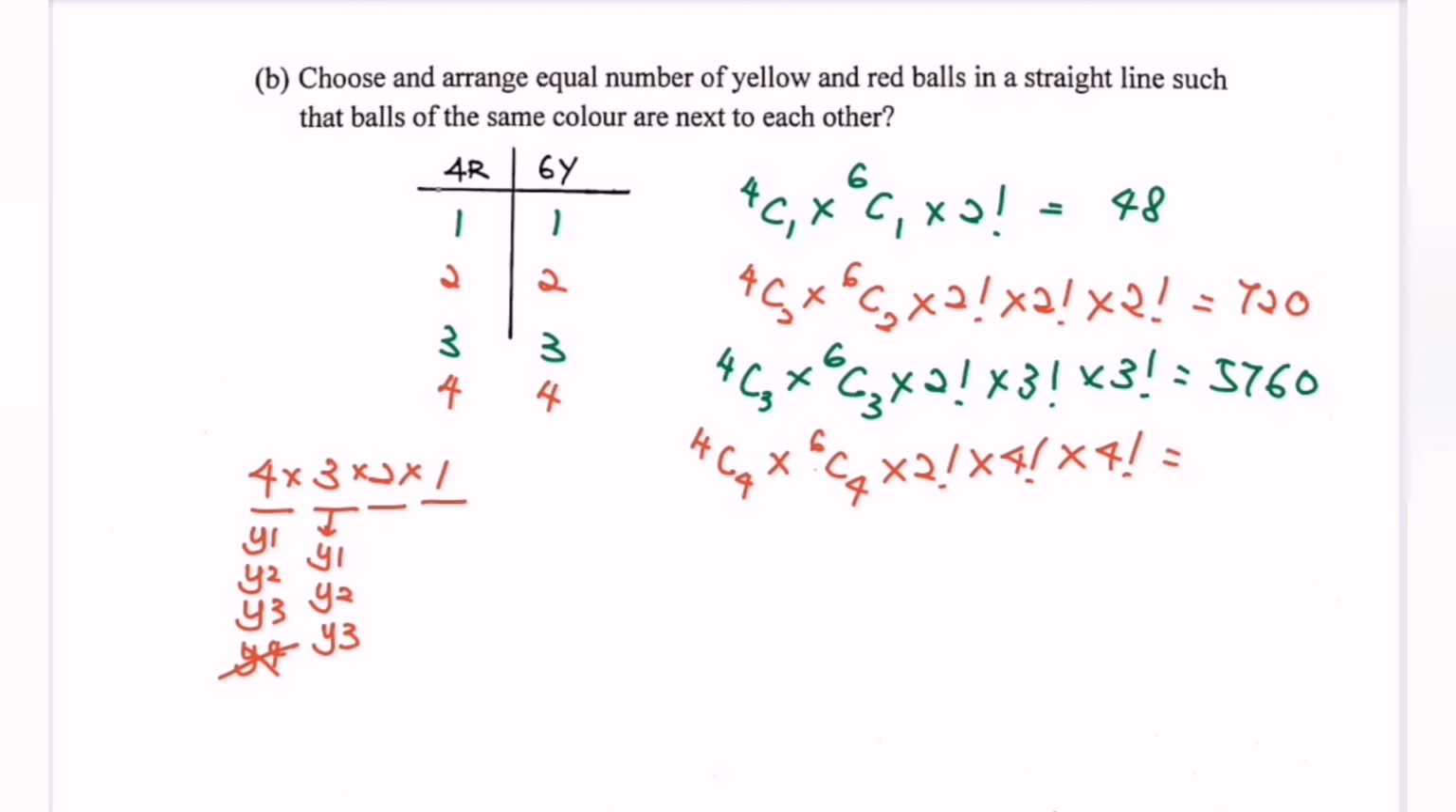By referring to the calculator, we will have 17280. So sum up the total situations, and we will have 23808. So that is the answer for choosing and arranging equal numbers of yellow and red balls in a straight line such that the balls of the same color are next to each other.